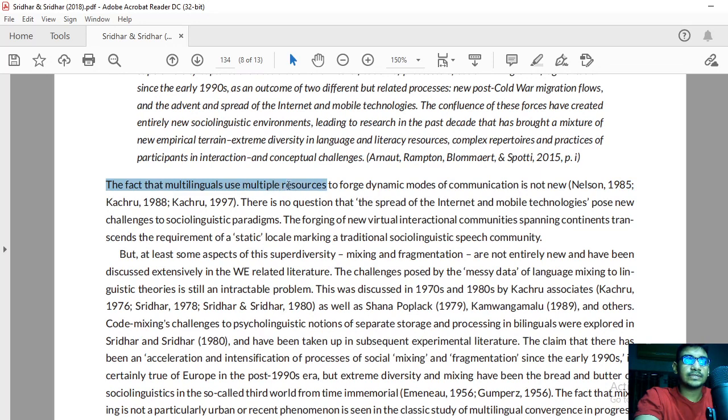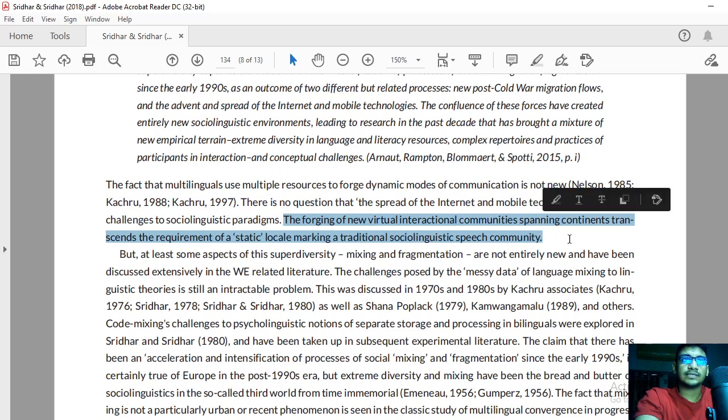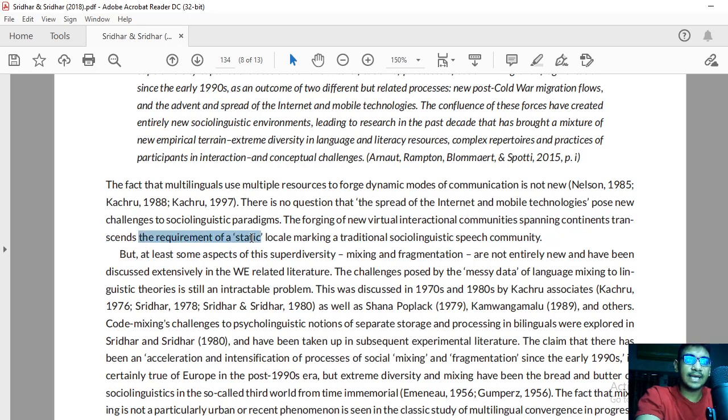The fact that multilinguals use multiple resources to create dynamic modes of communication is not new. So it's not actually that it happened after the internet became mainstream. It happened before that as well. There is no question that the spread of the internet and mobile technologies pose new challenges to sociolinguistic paradigms. Obviously, that brought up a lot more changes and accelerated the hybridity, but it was always there. The forging or the creation of new virtual interactional communities spanning continents transcends, like goes above and beyond, the requirement of a static local, marking a traditional sociolinguistic speech community.